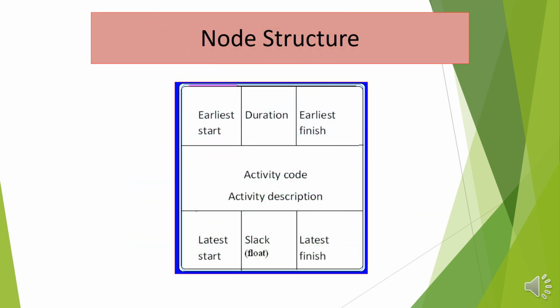This is a structure of a node. The node has three parts: the upper part, the middle part, and the lower part. The upper part is showing us earliest start, then duration, then earliest finish. Then the middle part is the name of the activity. It could be maybe roofing, or it could be codenamed A or R or whatever. And then the lower part of the node shows you latest start, slack, and latest finish.